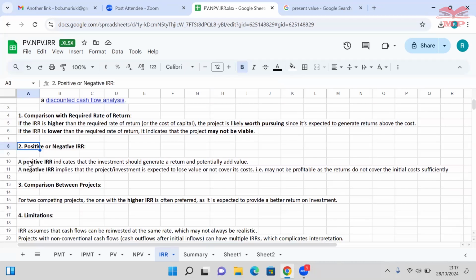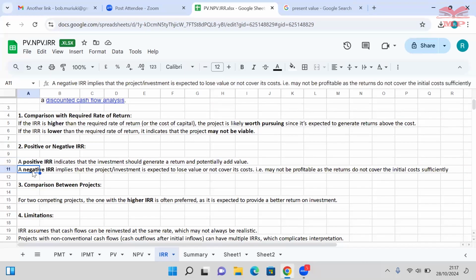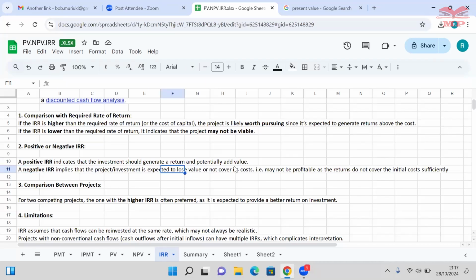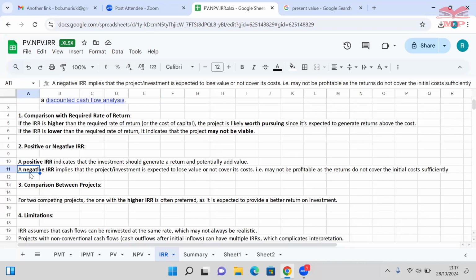So positive or negative IRR: a positive IRR, internal rate of return, indicates that the investment should generate a return and could potentially add value. So you should go ahead and do the investment. A negative IRR, on the other hand, implies that this investment is expected to lose value, okay, or possibly not cover its cost. So it may not be a profitable venture. So these formulas are used for judging whether an investment is worth doing or not.